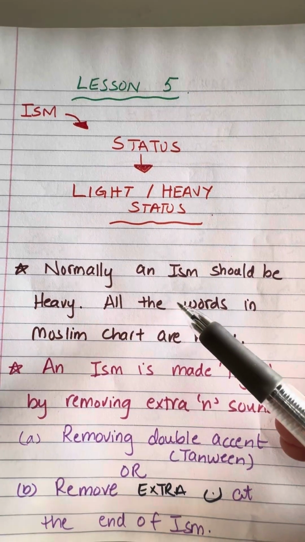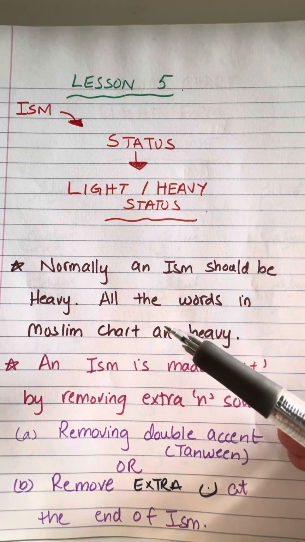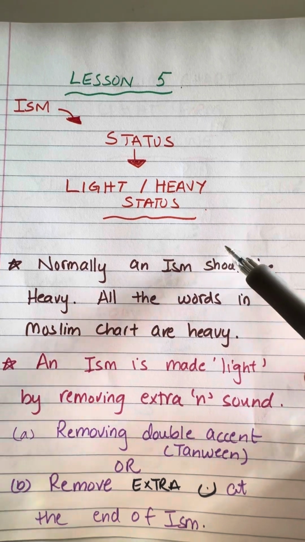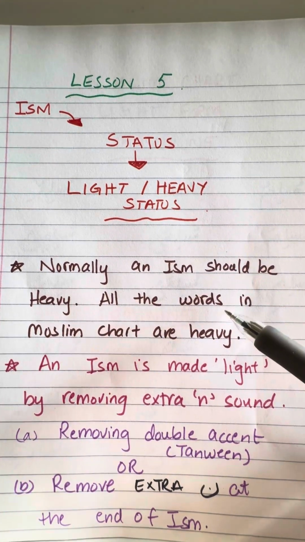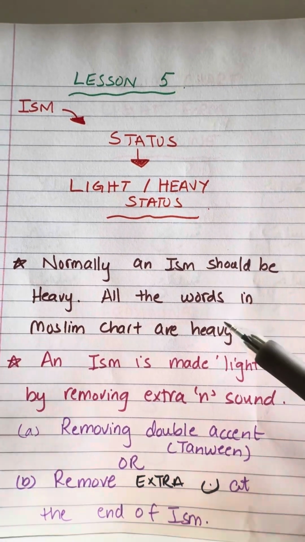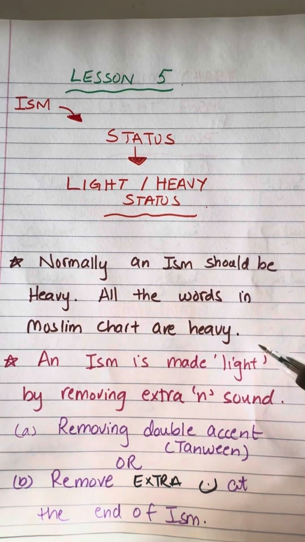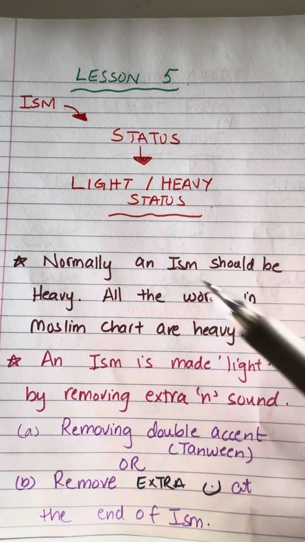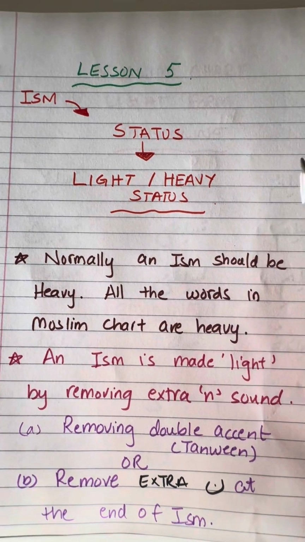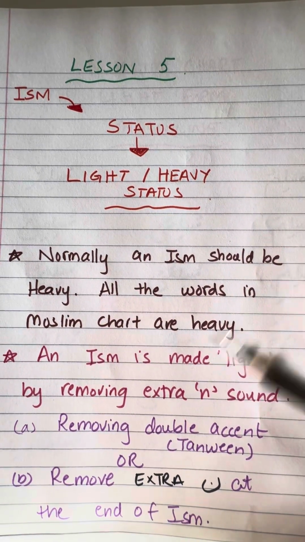So normally an ism should be heavy, and I'll tell you what that heavy means. And all the words in Muslim chart are heavy. So the Muslim chart that we learned, the masculine and the feminine, all the words in that are heavy, like Muslimun, Musliman, Muslimin, Muslimani, Muslimaini, Muslimuna, Muslimina, then Muslimatun, Muslimatan, Muslimatin, Muslimatani, Muslimataini. So all those words are heavy, and it's normal to be heavy. The word normally should be heavy.